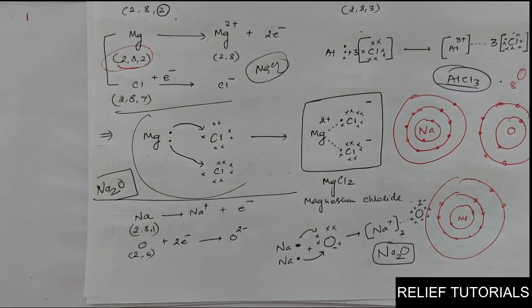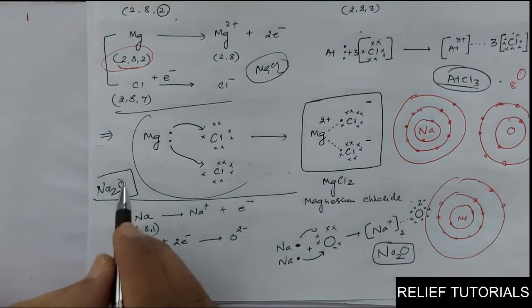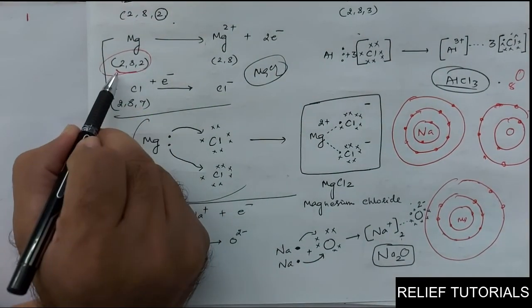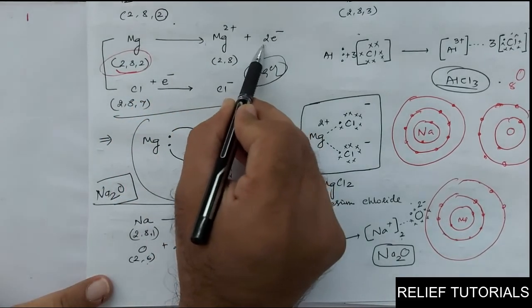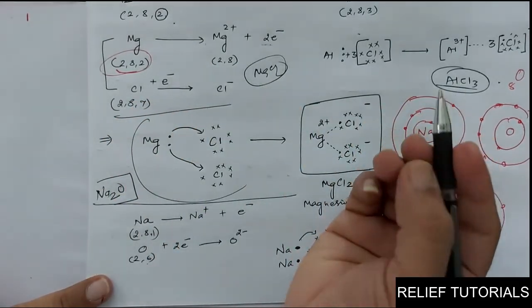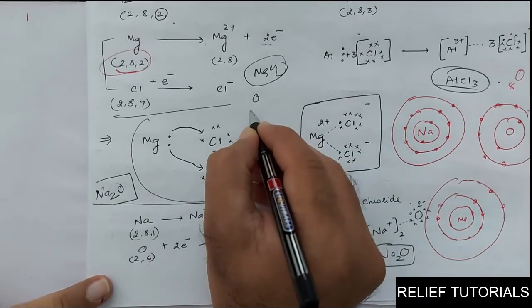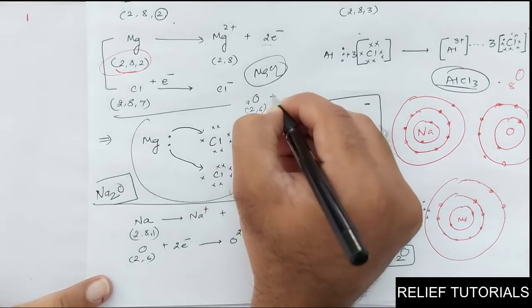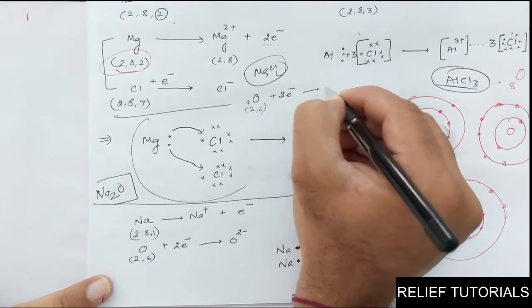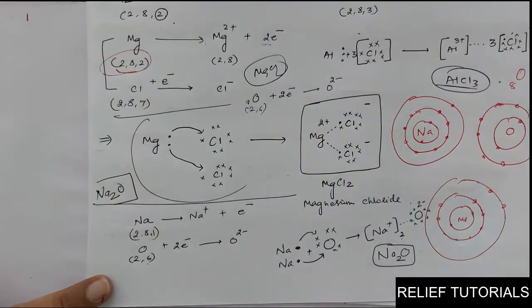Same way you can think for magnesium oxide. Magnesium oxide means MgO. Look here, Mg in the ionization process has to lose 2 electrons. If you think about oxygen, the atomic number of oxygen is 8 and the configuration is 2, 6. So it has to gain how many electrons? 2 electrons, and it forms O2 minus.